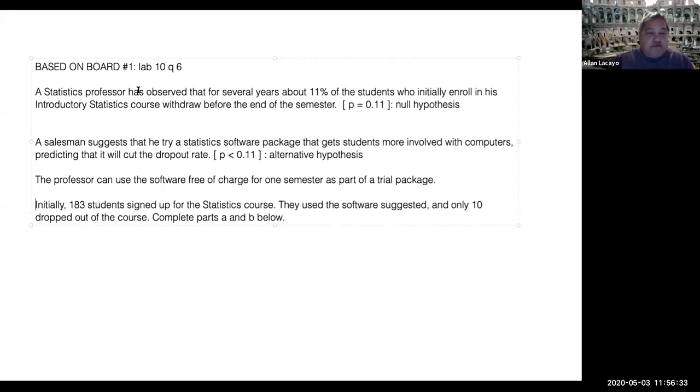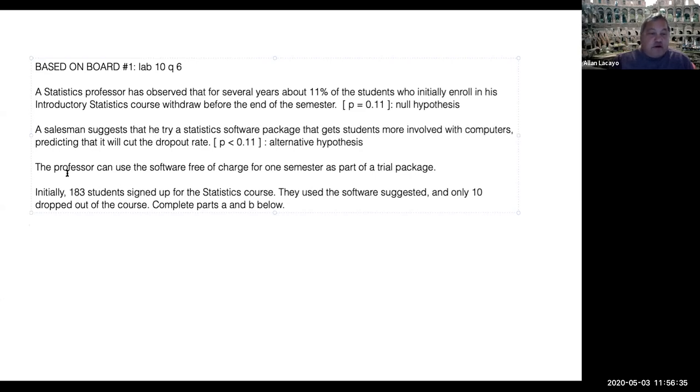So they give the professor a license for this software to try out if this is true, if the software will make fewer students drop the class. And initially 186 students signed up for the class. So that's what we call the number of observed students. And only 10 dropped the class. And this is what we would call the value of X, the number of successes, so to speak, the number of people who dropped the class.